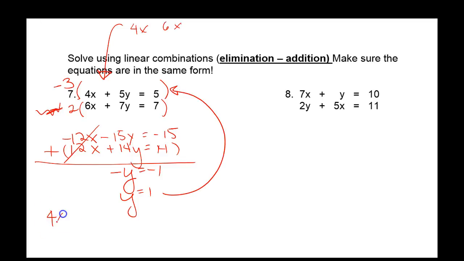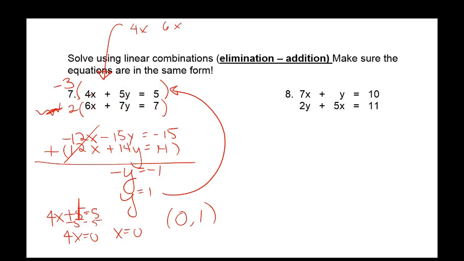So 4x, I'll just use the first one, plus 5 times 1 plus 5 equals 5. Subtract 5, 4x equals 0, x equals 0. My answer should be (0, 1). Let's check that. It seems to make sense. 0 plus 5 equals 5. 0 plus 7 equals 7.